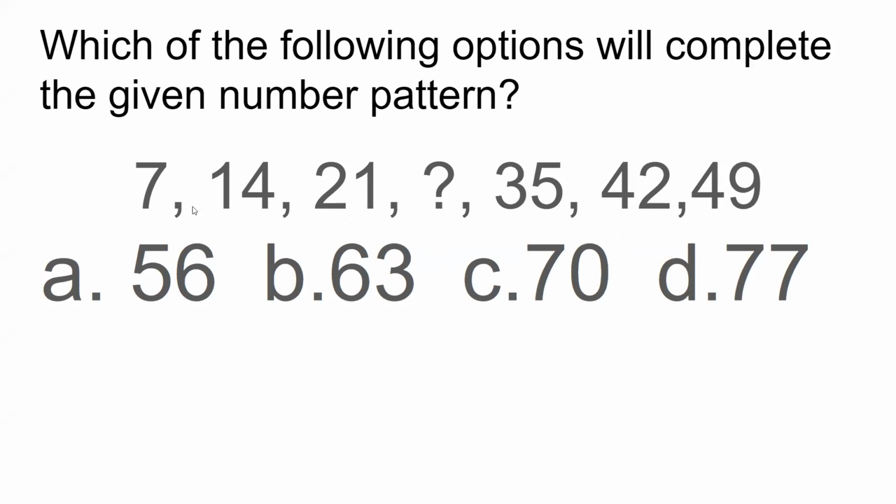It's very easy. 7, 14, 21, question mark, 35, 42, 49. So you have to fill up this question mark. So 7 into 1 is 7, 7 into 2 is 14, 7 into 3 is 21. In this way, you have to do this sum. Pause my video, give your own answer, then check it with mine. It will be 7 into 4, 28.